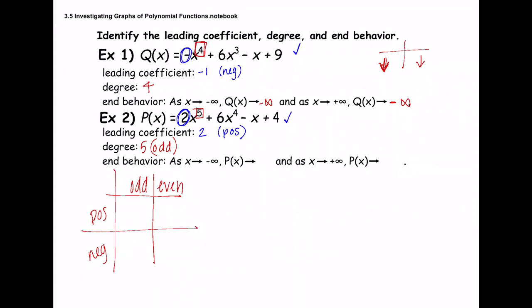If we have an odd degree with a positive leading coefficient, it's going to be down to the left, up to the right. So just rewriting this little chart a bunch of times on your paper should help you. So positive and odd is this quadrant right here. So as x approaches negative infinity, y is also going to approach negative infinity. As x approaches positive infinity, y is going to approach positive infinity as well.